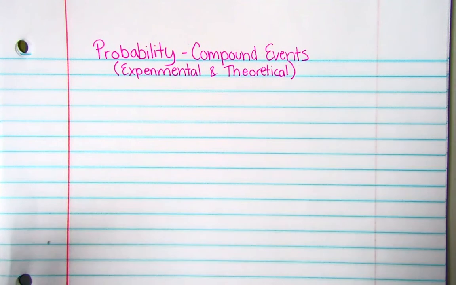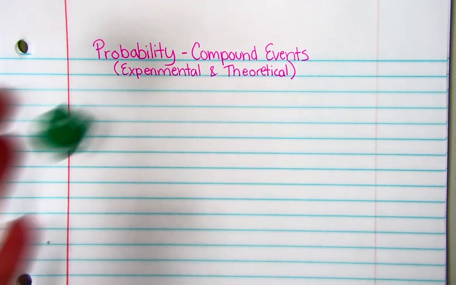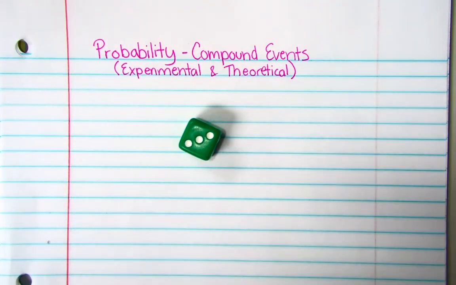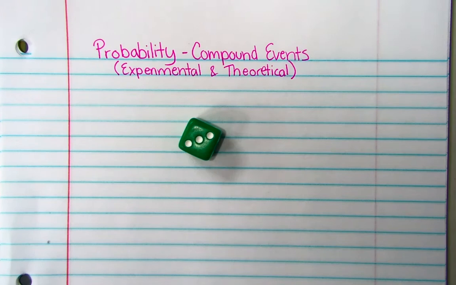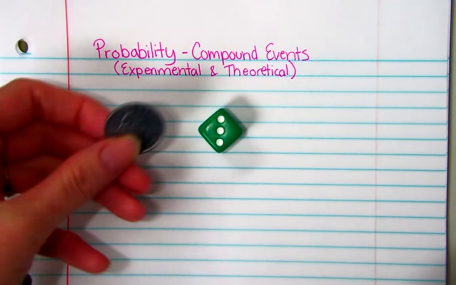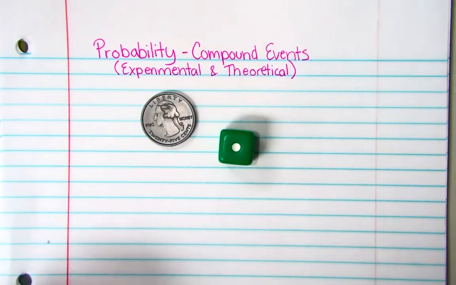So, for example, a compound event could be rolling this dice once, twice. That's a compound event. I happen to land on 3 both times. But that's your compound. There's more than one event happening. I'm spinning a spinner and then I'm rolling a dice. I'm flipping a coin and then I'm rolling a dice. Those are compound events. Okay?